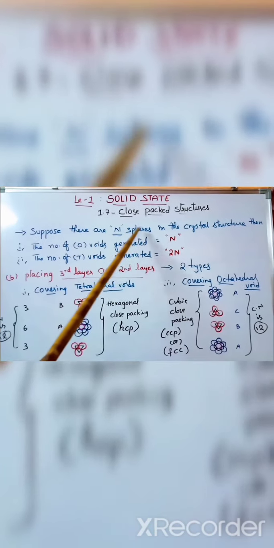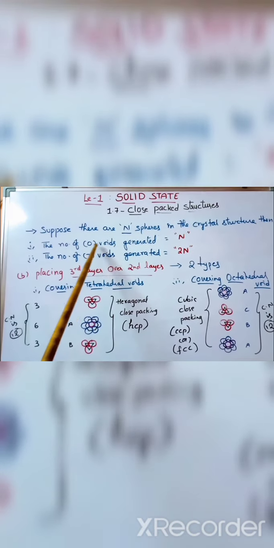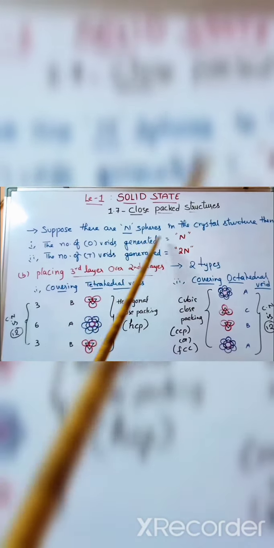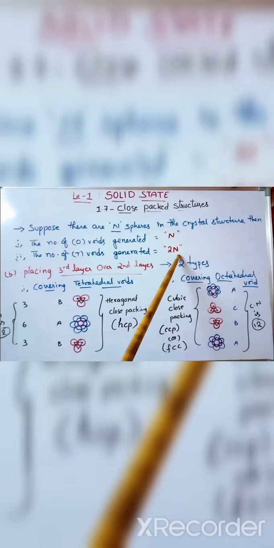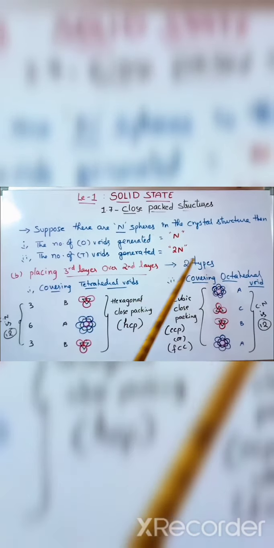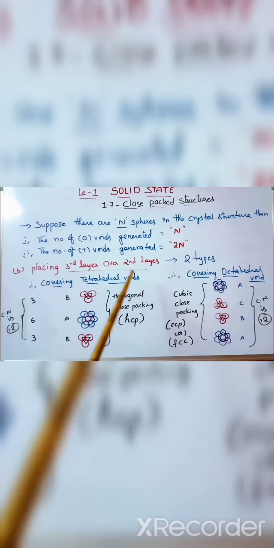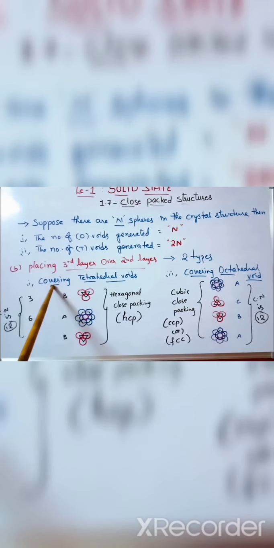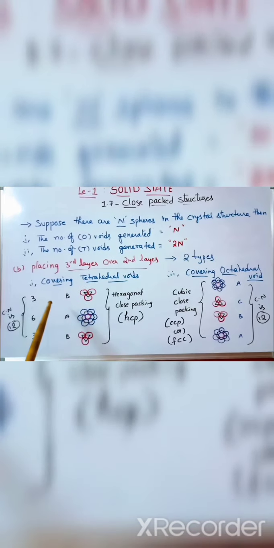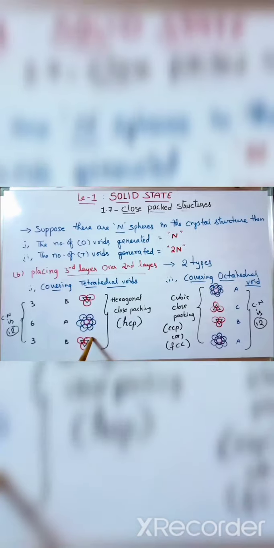Suppose there are n spheres in a crystal structure, then the number of octahedral voids generated will be n, and the number of tetrahedral voids generated will be 2n. Next, coming to placing the third layer over the second layer, it can be done in two ways. The first is covering tetrahedral voids, and the next is covering octahedral voids. Tetrahedral voids of the second layer can be covered by placing the third layer on them.